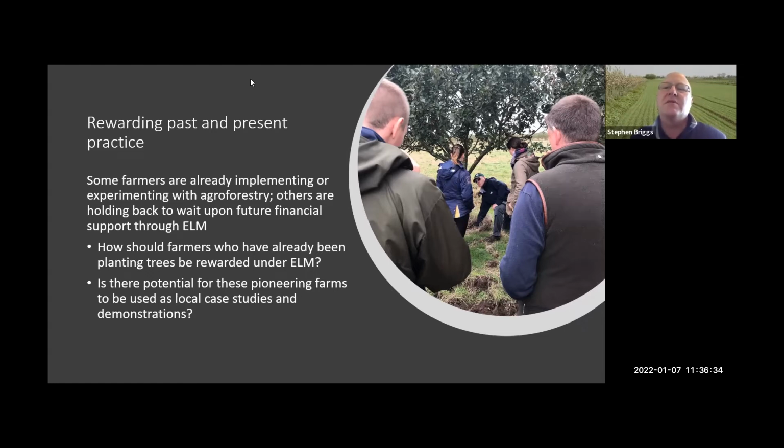So Simon said SFI seems to be more focused on proactive rather than productive agroforestry, e.g. £10 per year per tree as a payment level. Simon, do you want to elaborate on that at all?